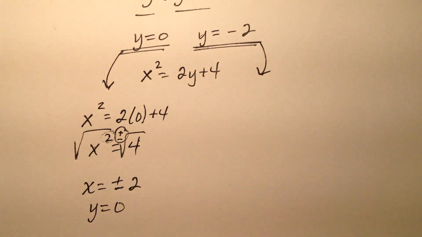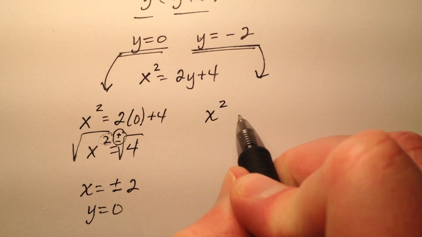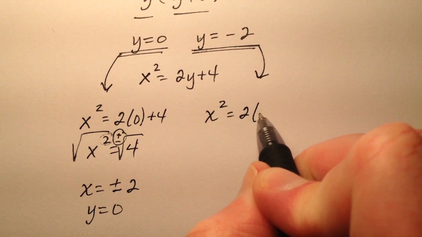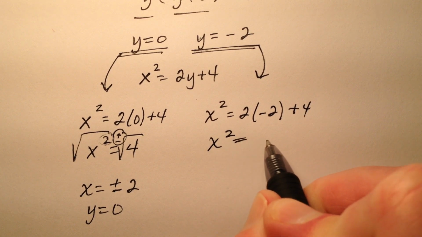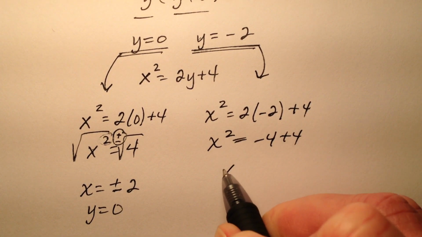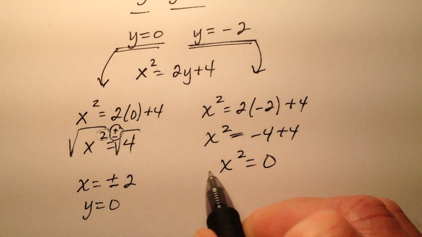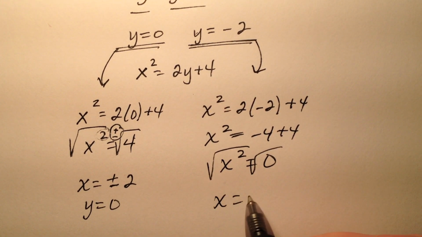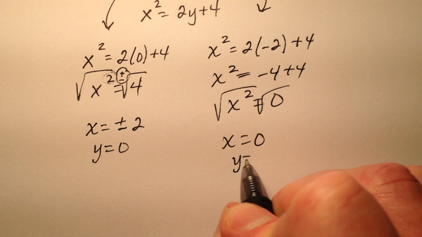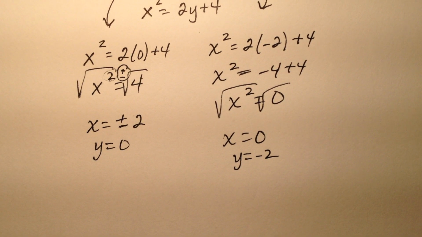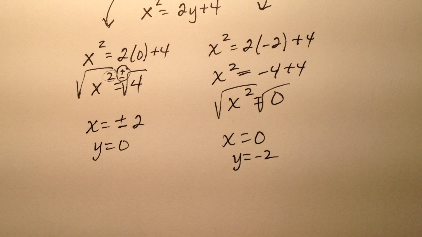And this one is y equals negative 2. So x squared equals 2 times negative 2 plus 4. So x squared equals negative 4 plus 4. X squared equals 0, which will mean, of course, that x equals 0. So that was when y equaled negative 2. So that will give me a third ordered pair.